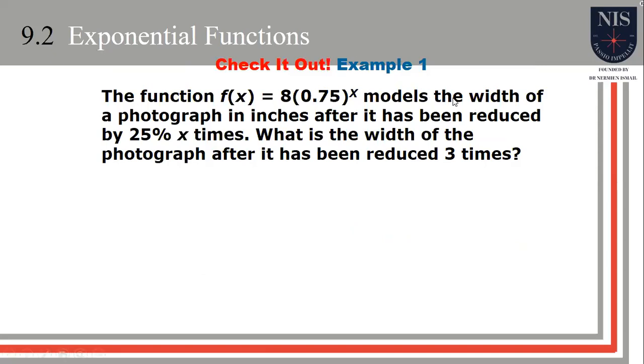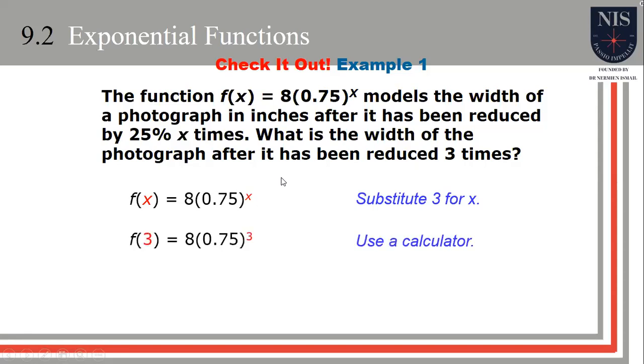In this question, this models the width of the photograph in inches after it has been reduced by 25% x times. What is the width of the photograph after it has been reduced 3 times? Then he said here that the value of x represents what? The value of x is the number of times, right? Then we will substitute the value by 3.